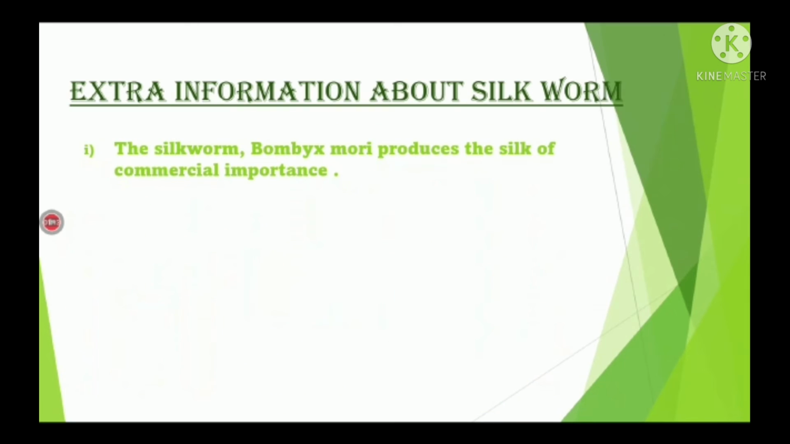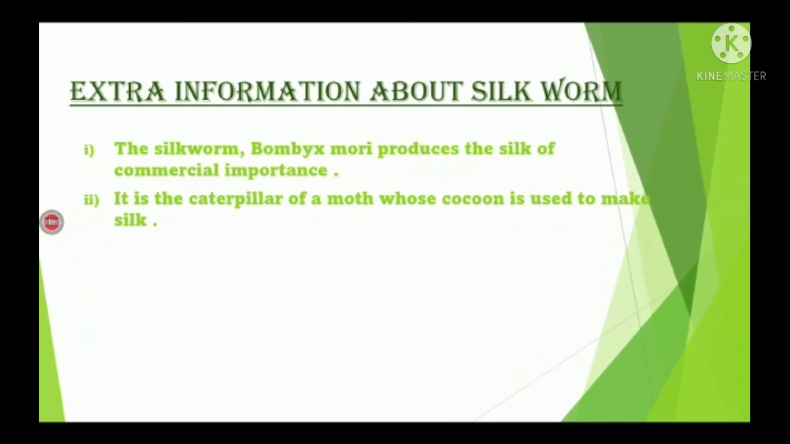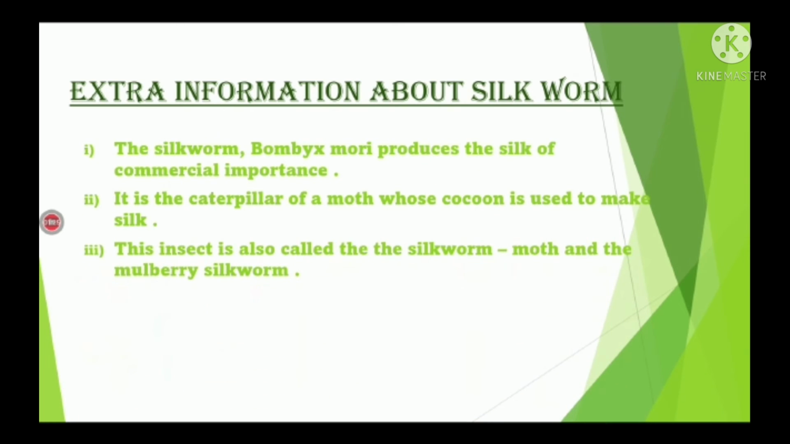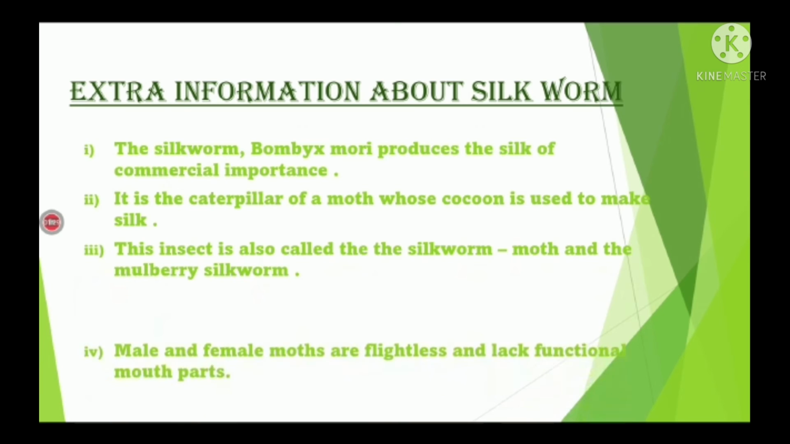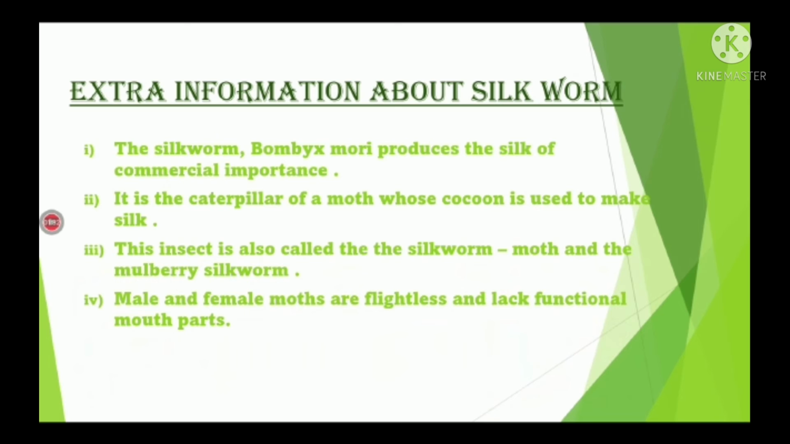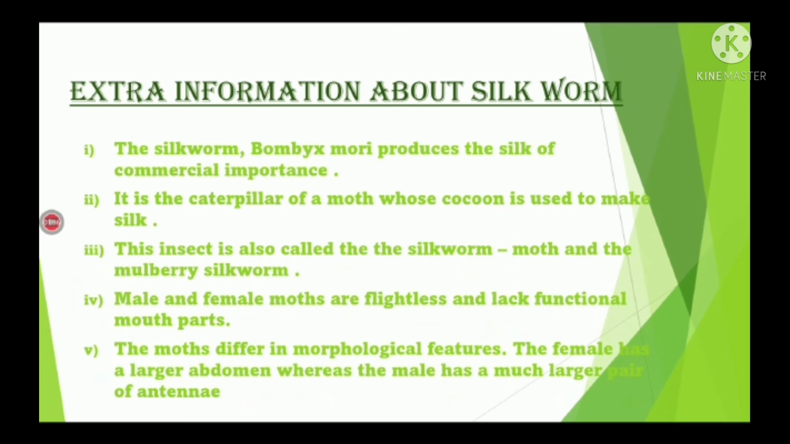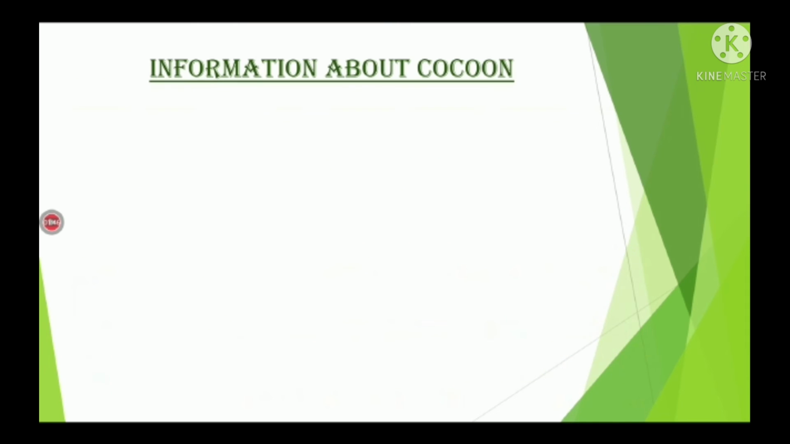Extra information about the silkworm. The silkworm, Bombyx mori, produces the silk of commercial importance. It is the caterpillar of a moth whose cocoon is used to make silk. This insect is also called the silkworm moth and the mulberry silkworm. Male and female moths are flightless and lack functional mouth parts. The moths differ in morphological features. The female has a larger abdomen whereas the male has a much larger pair of antennae.